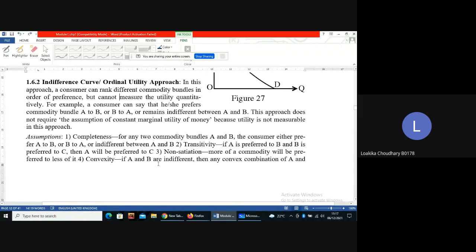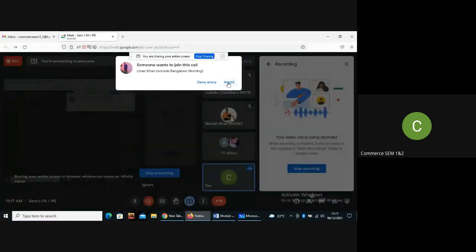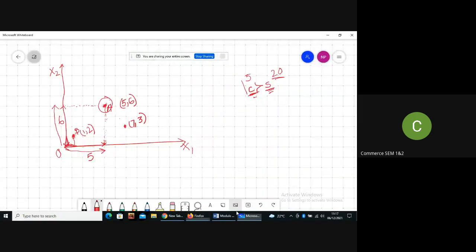So here, if we have two commodity bundles, A and B, then we can say either the consumer prefers commodity bundle A to commodity bundle B, or the consumer prefers commodity bundle B to commodity bundle A, or the consumer is indifferent between commodity bundle A and commodity bundle B.